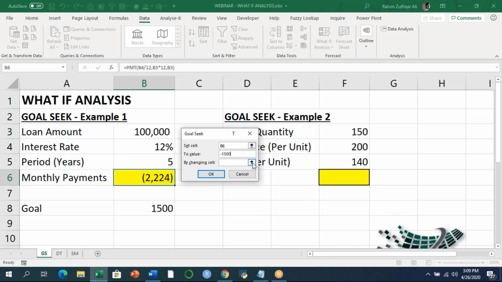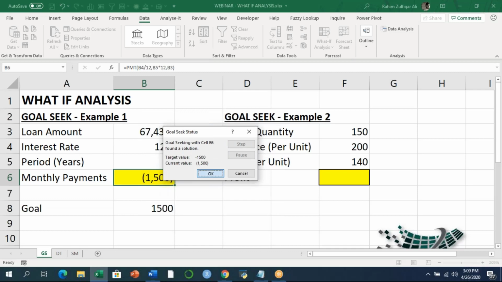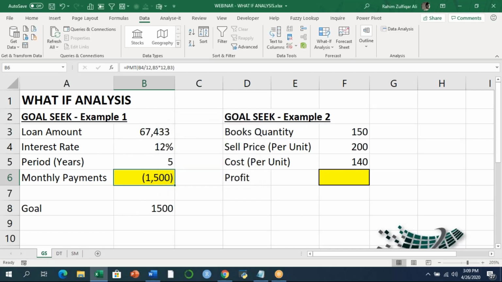So we will define which variable we need to change. We are interested in changing the loan amount to set the goal of 1500 as the monthly payment. So when I press OK, you can see that within a few seconds, I got my new loan amount, which is 67,433 if I pay 1500 as a monthly payment, right?